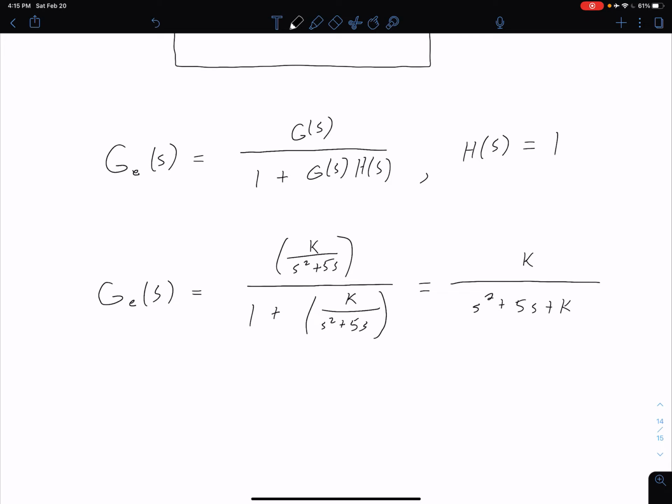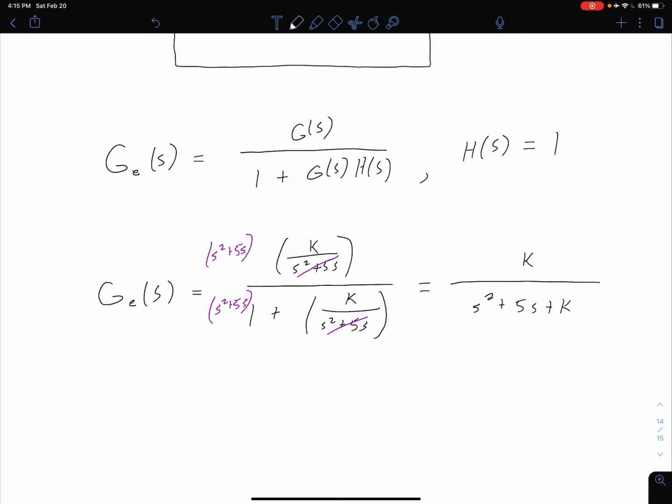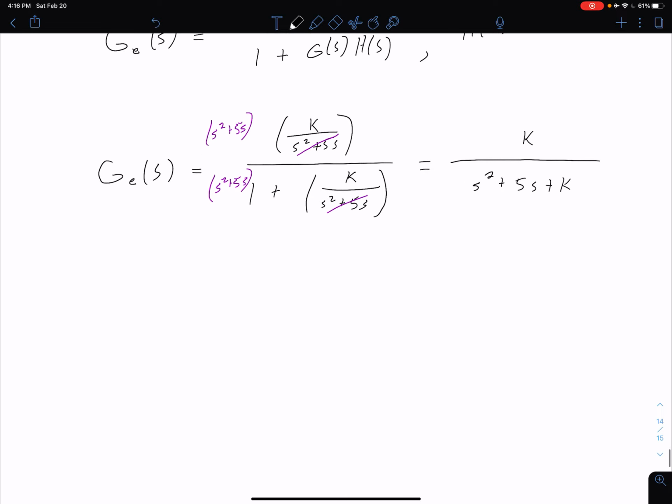And so the easiest way to do that is just to multiply numerator and denominator by that s squared plus 5s. So for example, if we come into here and we say s squared plus 5s and s squared plus 5s, of course that's going to cancel out here and here, and we're going to be left with the s squared plus 5s times this term, and then we have the plus k in the denominator and then the single k in the numerator. So that's just sort of a good general way to deal with that if we have that unity feedback. Okay, so at this point we've got our equivalent transfer function.